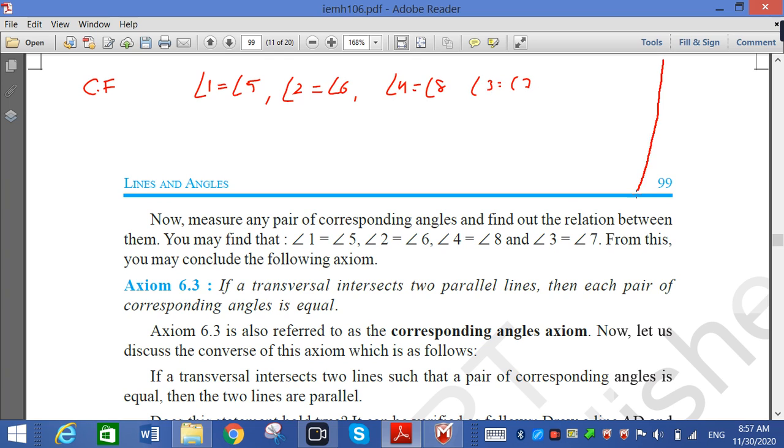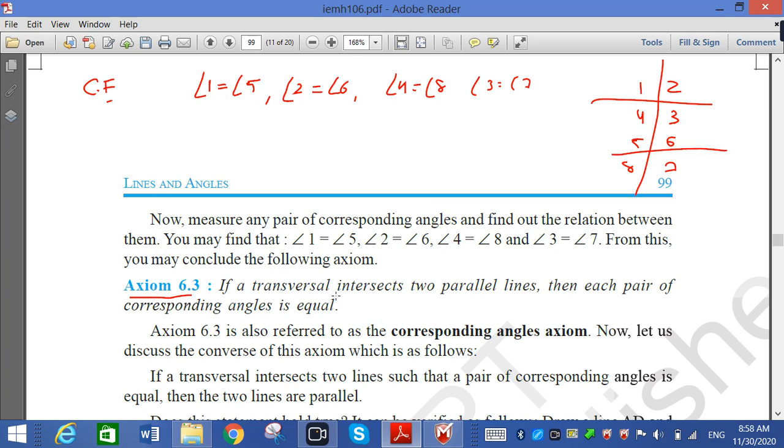So if you draw again, draw the lines and mark 1, 2, 3, 4, 5, 6, 7 and 8. So 1 and 5 are the same, 2 and 6 are the same, 4 and 8 are the same, 3 and 7. So these are all the corresponding angles, and corresponding angles are all equal. So now we have to go for axioms.